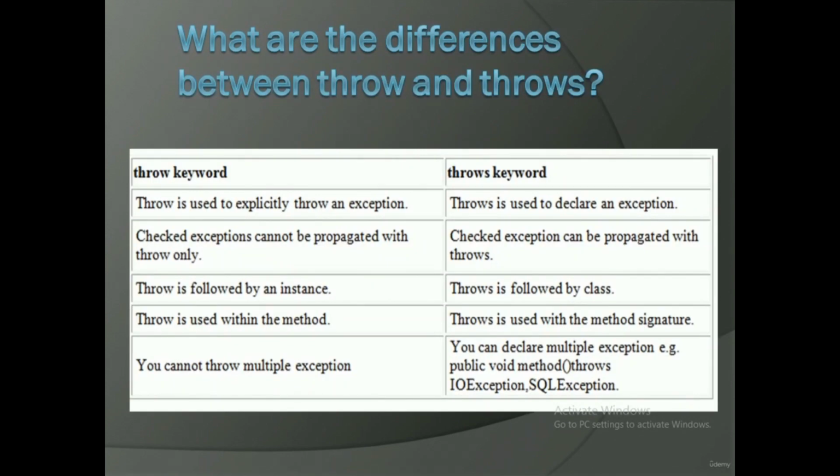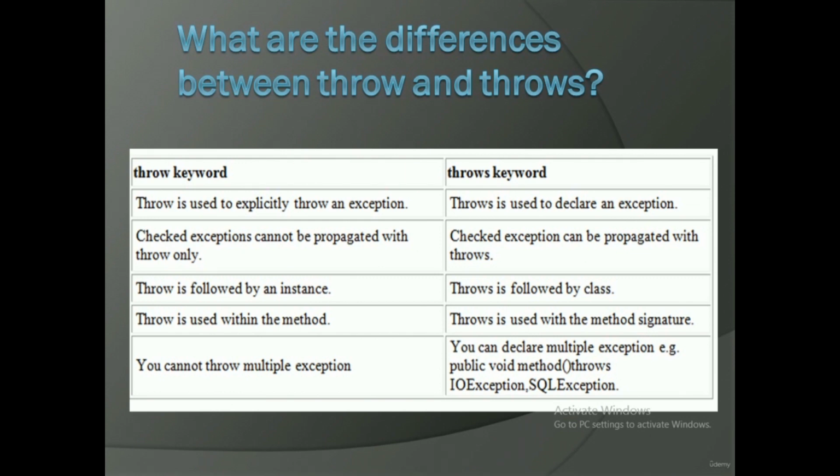What are the differences between throw and throws? Throw keyword: throw is used to explicitly throw an exception. Throws is used to declare an exception. Checked exceptions cannot be propagated with throw only. Checked exceptions can be propagated with throws. Throw is followed by an instance. Throws is followed by a class.